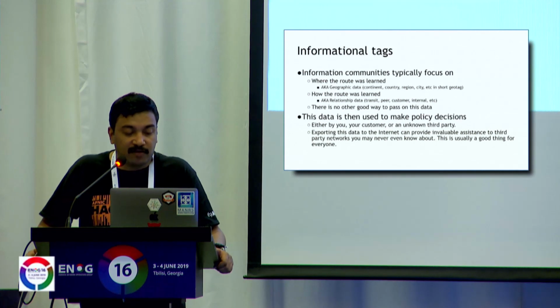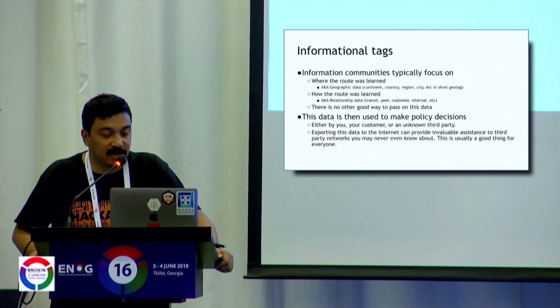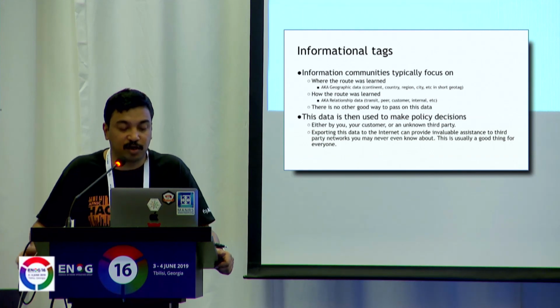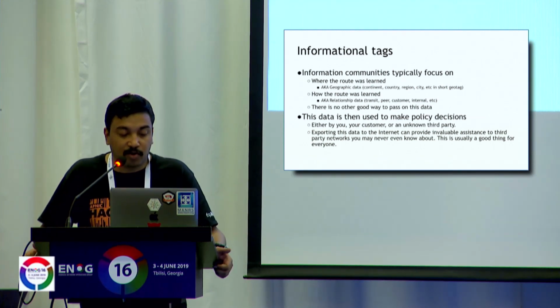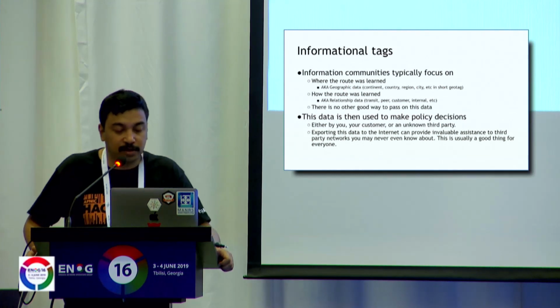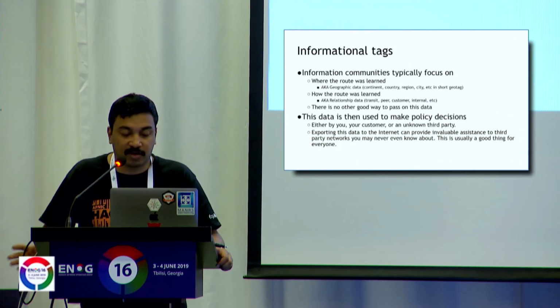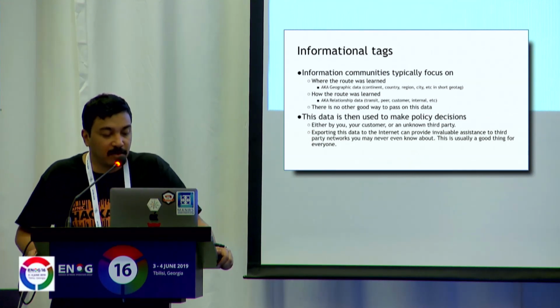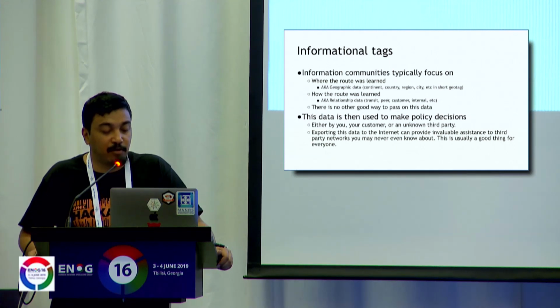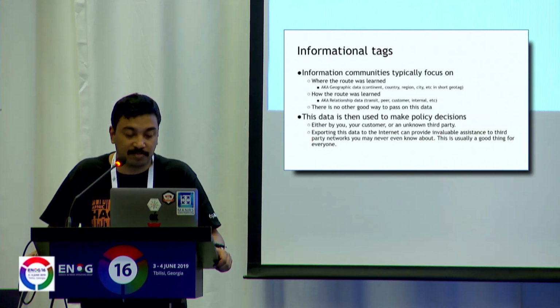So when we are designing the informational tags, informational communities will focus on where the route was learned, or the geographic data, like continent, country, region, city, etc., in a short numerical value. How the route was learned, the relationship data, like whether it was a transit, peer, customer, or internal route, because there is no other good way to carry this information within your network or across other networks. The data can then be used to make different policy decisions, like maybe it may be you, maybe our customer, or maybe an unknown third party.